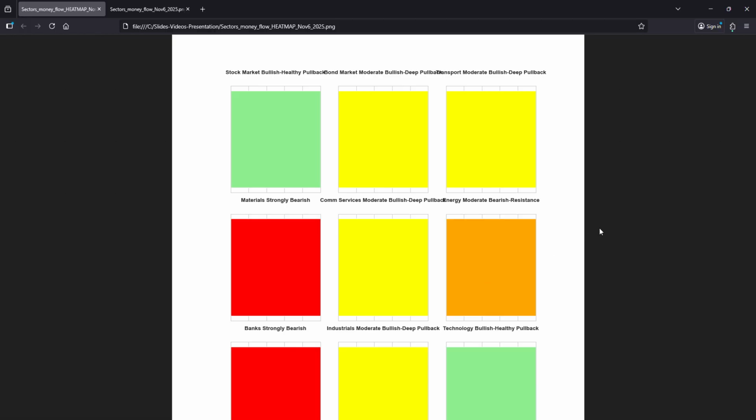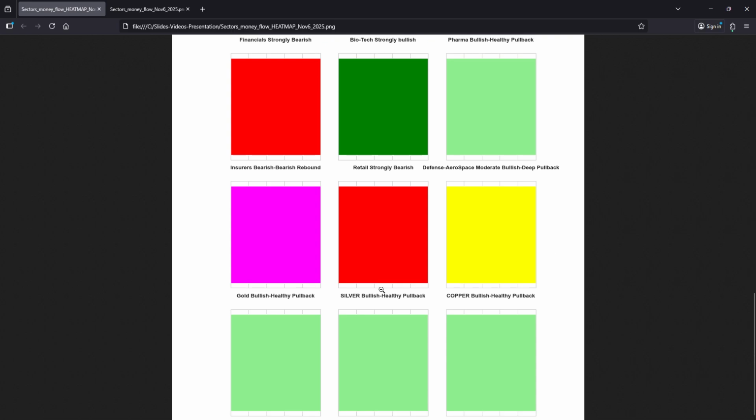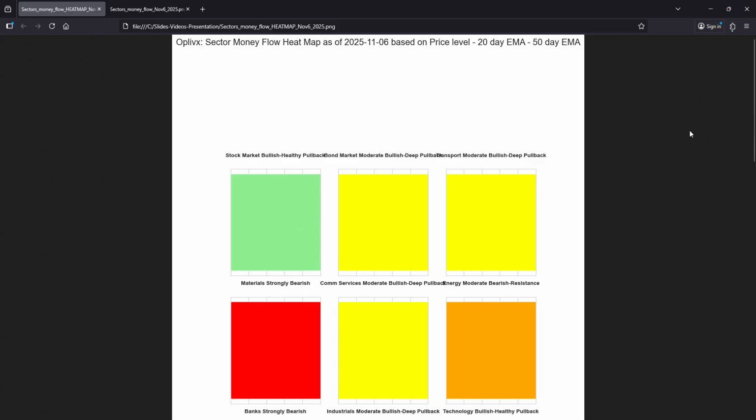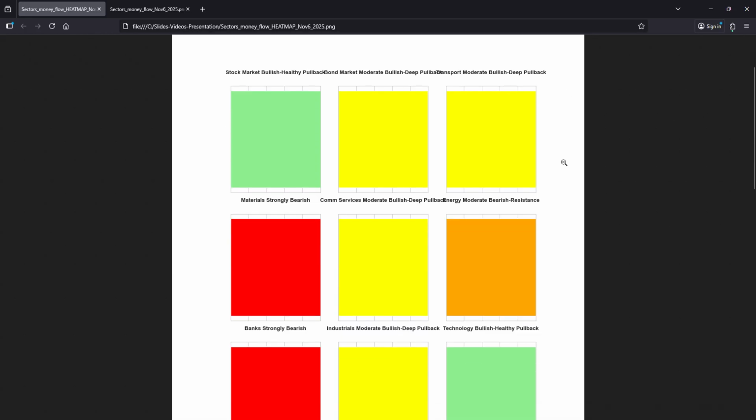And there is one other color, which I believe is magenta. You can see the insurers is in magenta. So let me explain what these colors mean. Basically there are 6 levels.